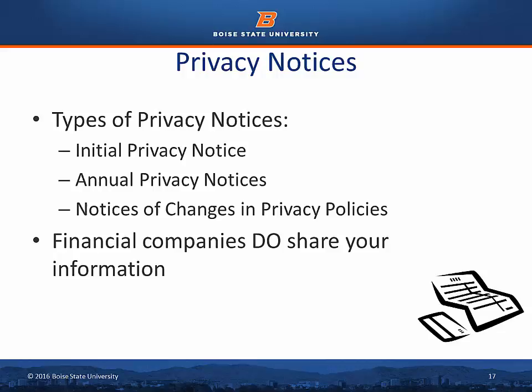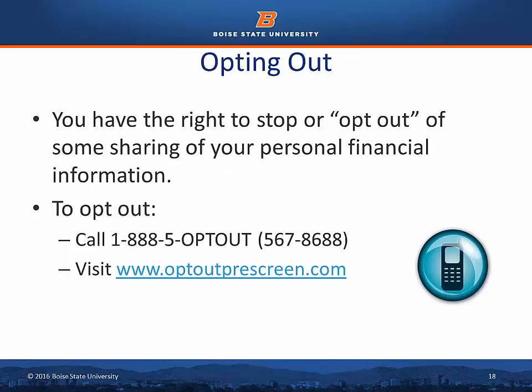Financial companies share information to, number 1, offer you more services, 2, introduce new products, and 3, profit from the information they have about you. If you prefer to limit the promotions you receive or do not want marketers and others to have your personal financial information, you must take some important steps to opt out. Federal privacy law gives you the right to stop or opt out of some of the sharing of your personal financial information. You can opt out of most, but not all, information sharing with other companies.